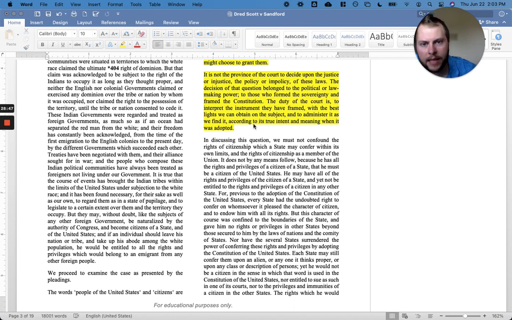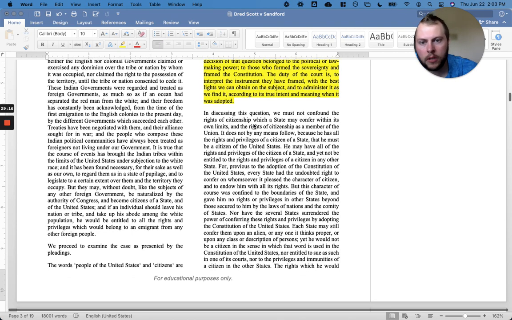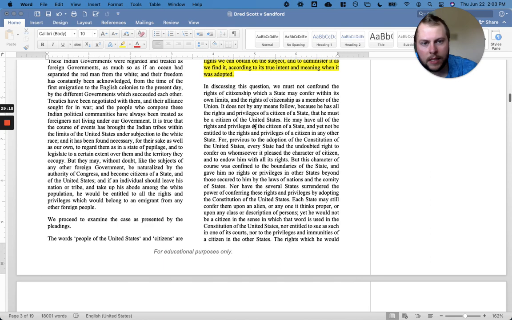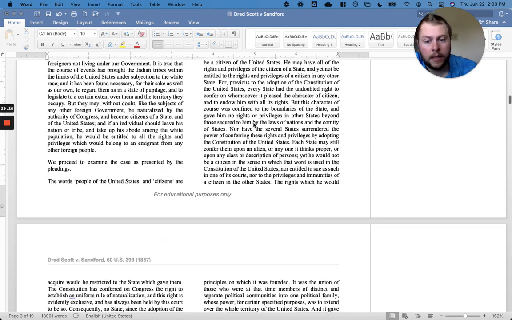They say it's not the province of the court to decide upon the justice or injustice, the policy or impolicy of these laws. The decision of that question belongs to the political or lawmaking power, the legislative branch. We're just here to say what the law is. Remember, that's all the judiciary says they're going to do. To those who form the sovereignty and frame the Constitution, the duty of this court is to interpret the instrument they have framed with the best lights we can obtain on the subject, and to administer it as we find it, according to its true intent and meaning when it was adopted.